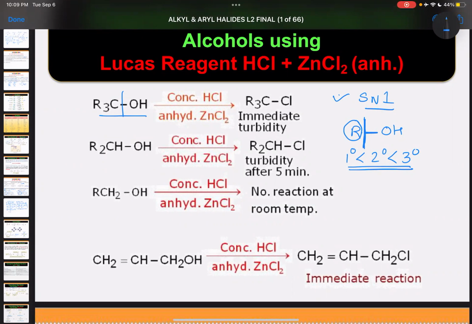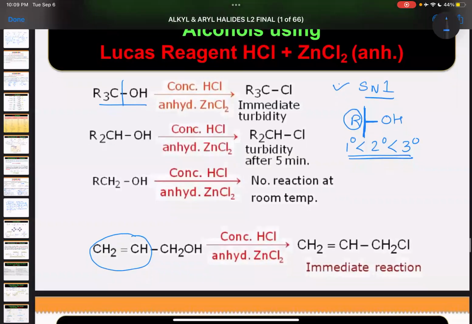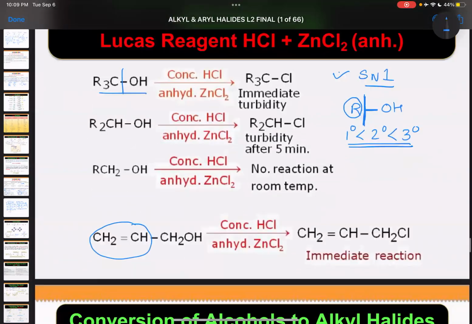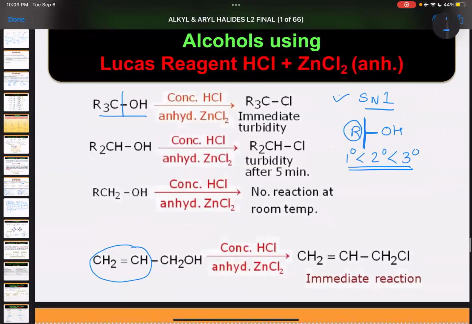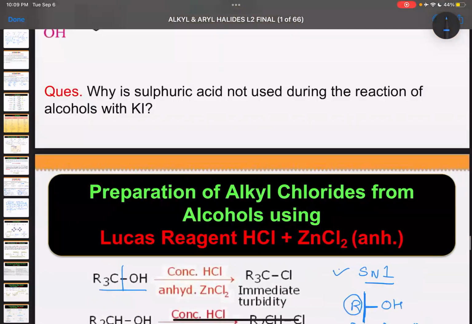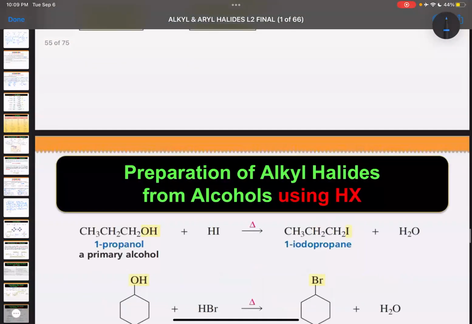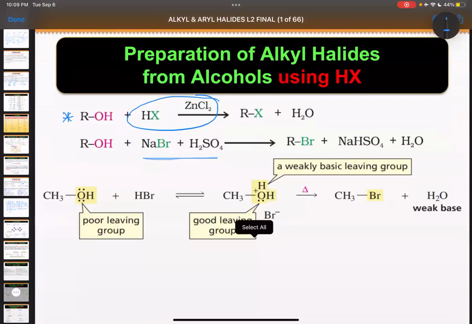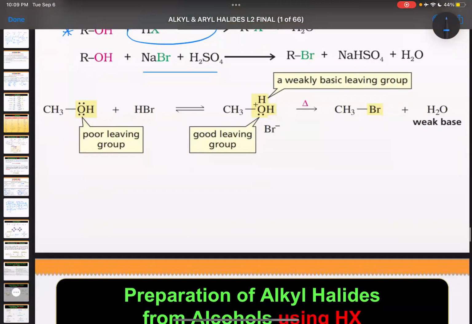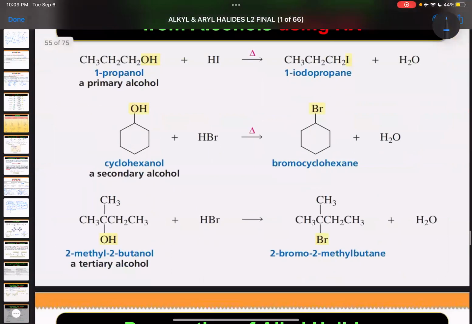If it contains a group like this double bond, which donates electrons, it can form a stable carbocation by resonance, and then it can happen very quickly. So all of these reactions are mostly SN1 reactions, whether you take HBr or NaBr. Okay, so this is clear. All these reactions are clear, right?